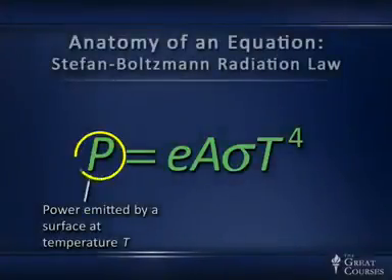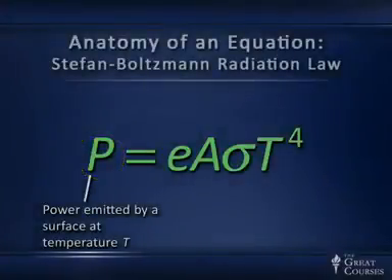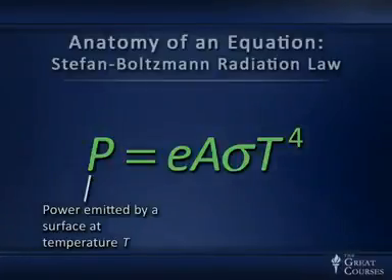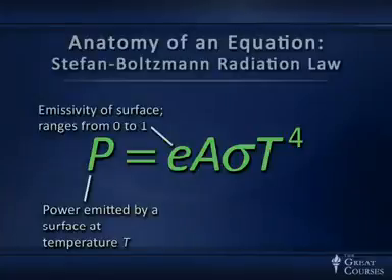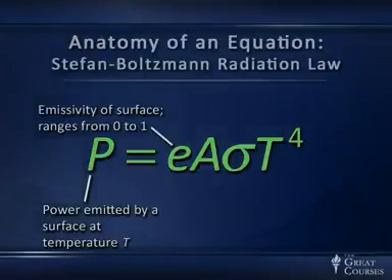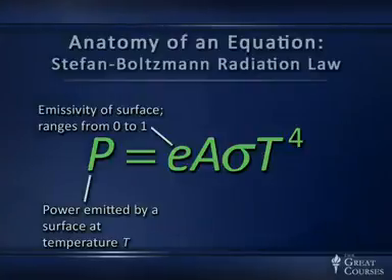This is a really important law in describing, for example, Earth's climate system. On the left is the power emitted by a hot object through radiation. On the right, there's a quantity called the emissivity of the surface of this object. It's a number that ranges from 0 to 1. If the object is completely black, it's 1. If the object is completely shiny, it's 0.